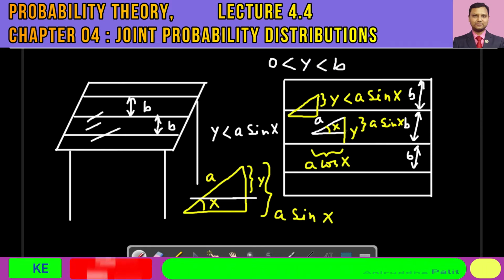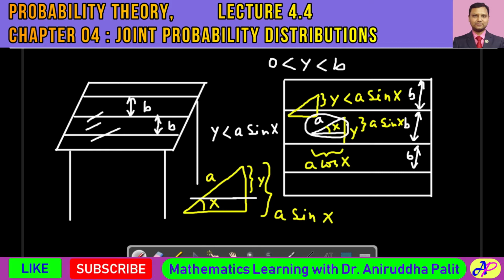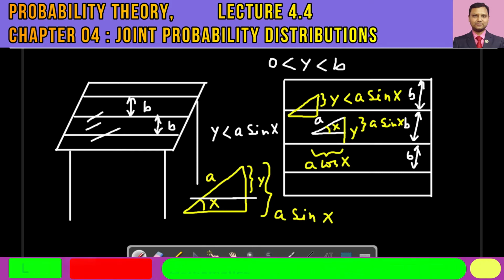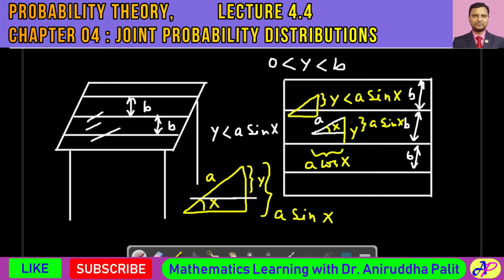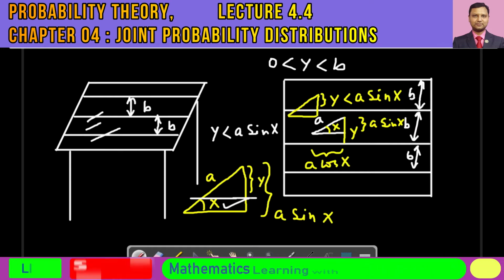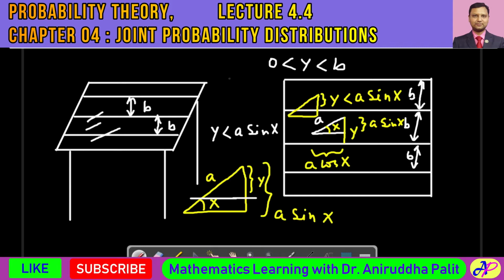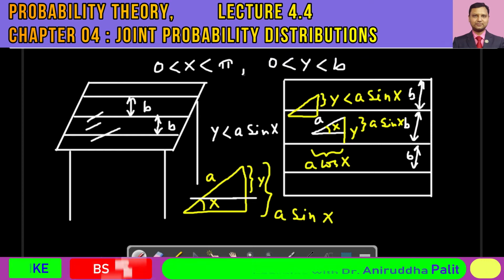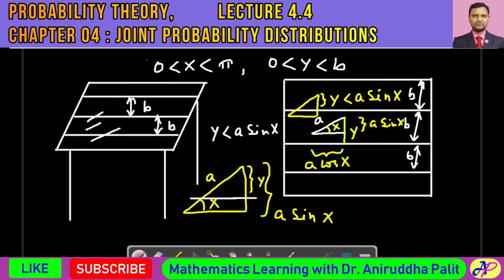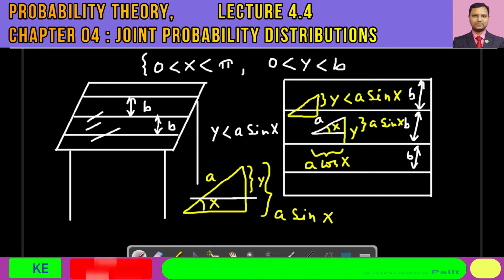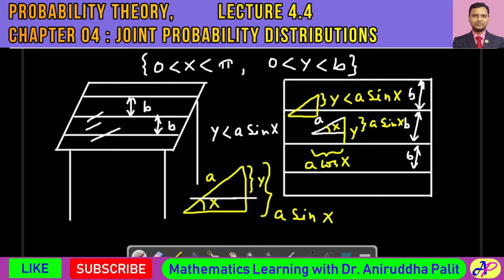And what would be the spectrum of x? You see over here, x is the angle. X is this much angle, and therefore we can say that it may be at most equal to 180 degrees. So we can say that 0 less than x less than pi. Okay, 0 less than x less than pi would be the spectrum of capital X. So the spectrum of the joint distribution of x comma y can be written in this way.